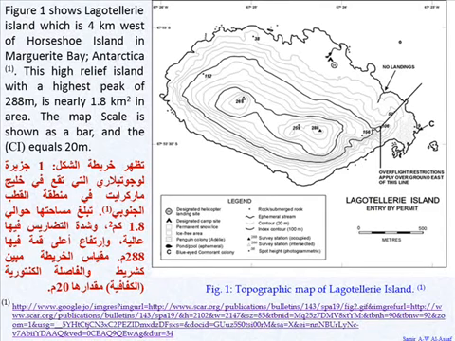Map figure 1 shows Lagotarelli Island, which is 4 kilometers west of Horseshoe Island in Margaret Bay, Antarctica. This high relief island with the highest peak of 288 meters is nearly 1.8 square kilometers in area. The map scale is shown as a bar and the contour interval equals 20 meters.